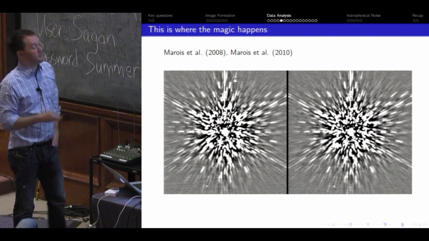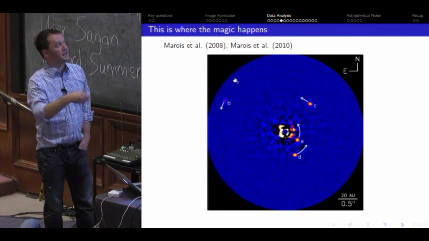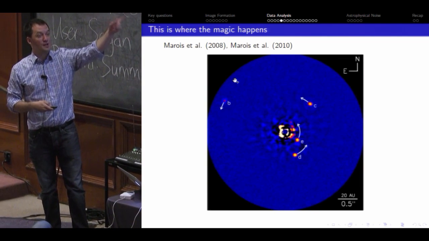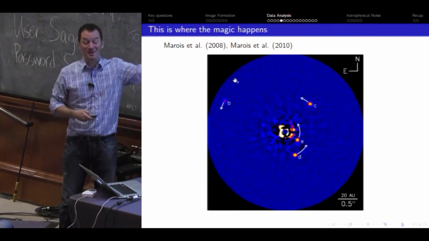So once you've done that, this is where the magic happens. You have this data that's very noisy, and you make this beautiful image of HR 8799. And you realize also, this process also makes the images in color. That's beautiful. It's just amazing.